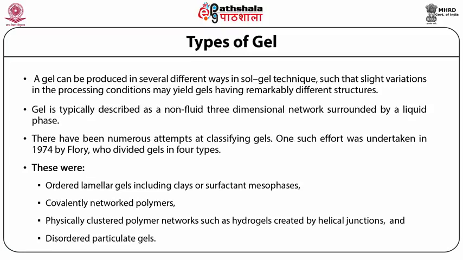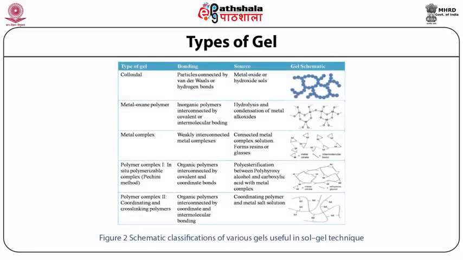Nonetheless, for preparing inorganic solids via sol-gel processing, another more robust distinction was proposed in 1996 by Kakihana. The details are given in the next slide. Based on this classification, the various types of gels used in the sol-gel technique are classified as colloidal, the metal oxane polymer, metal complex, polymer complex 1, and the polymer complex 2.